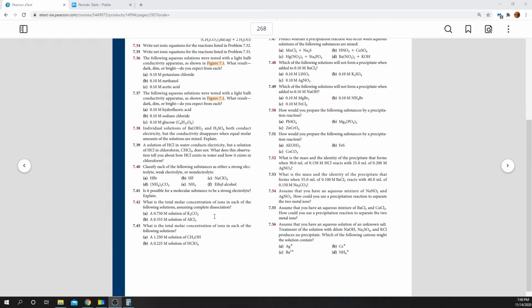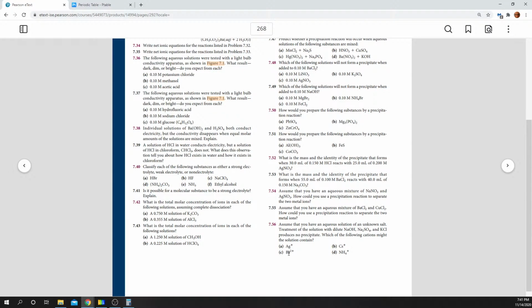Assume that you have an aqueous solution of an unknown salt. Treatment of the solution with dilute sodium hydroxide, sodium sulfate, and potassium chloride produces no precipitate. Which of the following cations might the solution contain? It's not going to be silver, because the silver would have come out with the hydroxide and the chloride. Might it be cesium? Well, yeah, cesium it could be, because that one is always soluble.